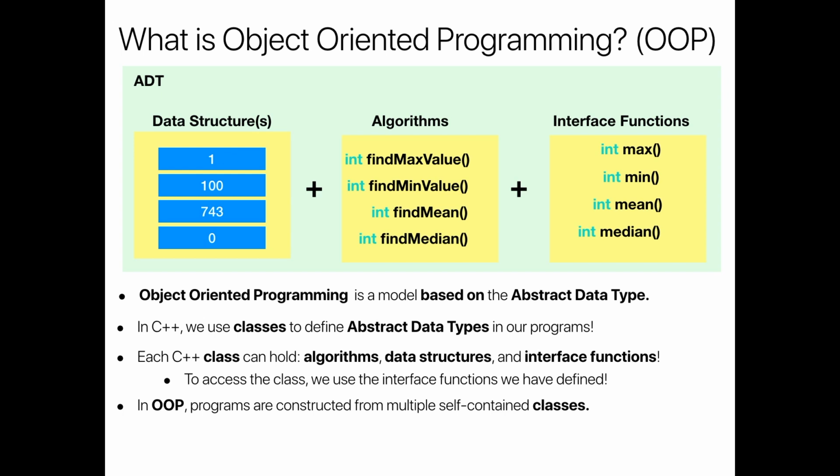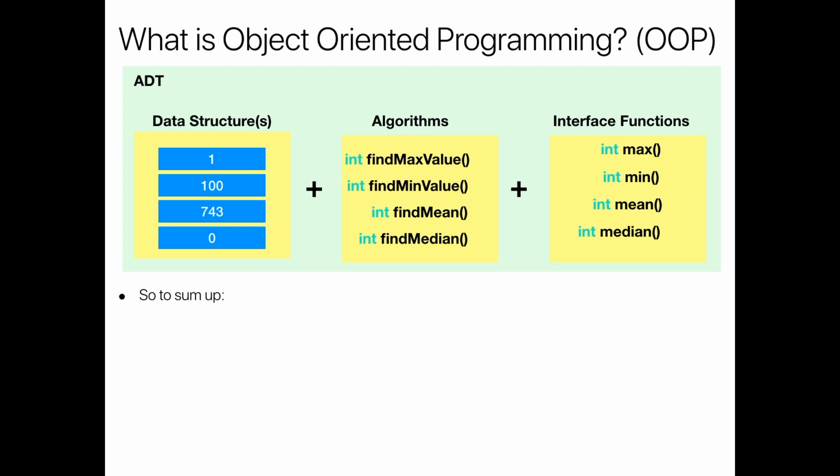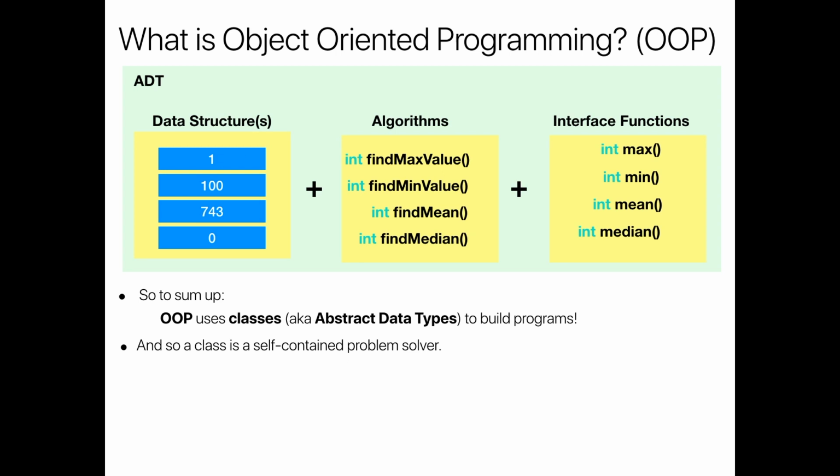In object-oriented programming, programs are constructed from multiple self-contained classes. Classes talk to each other only by accessing the public interface functions. Each class knows nothing about how the others work inside. Okay, so to sum up, object-oriented programming uses classes, otherwise known as abstract data types, to build programs. And so a class is a self-contained problem solver. So what does this look like in C++?